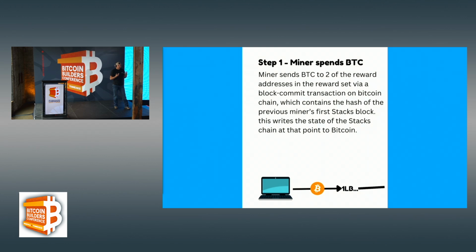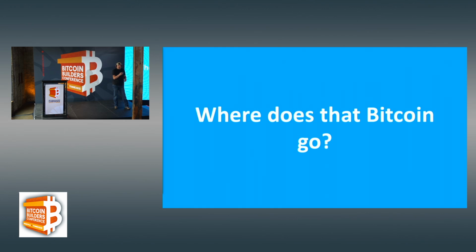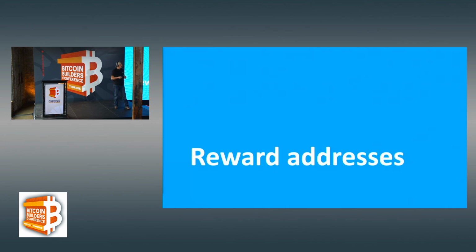And so as a Stacks miner, what I'm going to do when I run my mining software is I need to have Bitcoin attached to the address that I'm running my mining software with. And my mining software will then spend that Bitcoin by sending it to these reward addresses. And this is the first step in proof of transfer. So where that Bitcoin is actually going, these reward addresses that are generated automatically by the protocol, they're generated by what's called a verifiable random function.